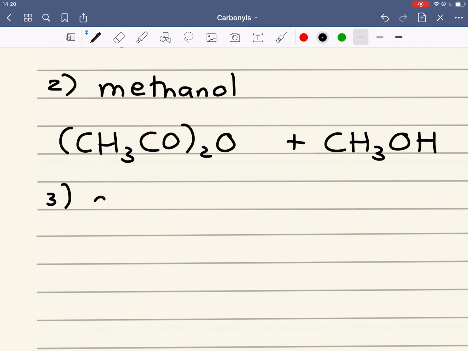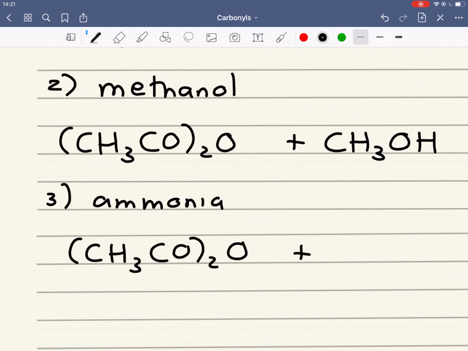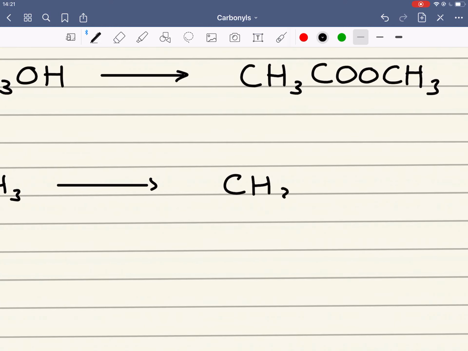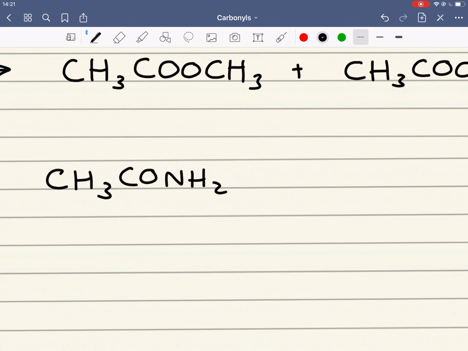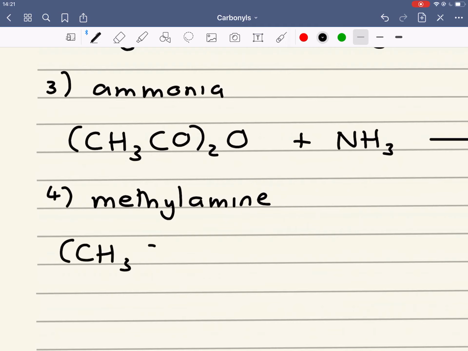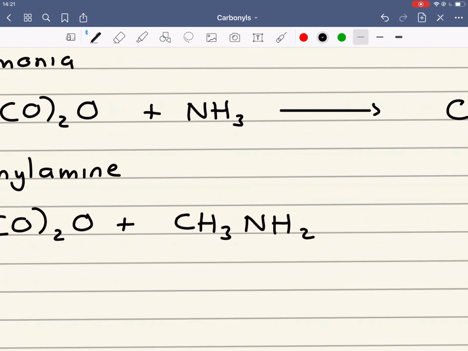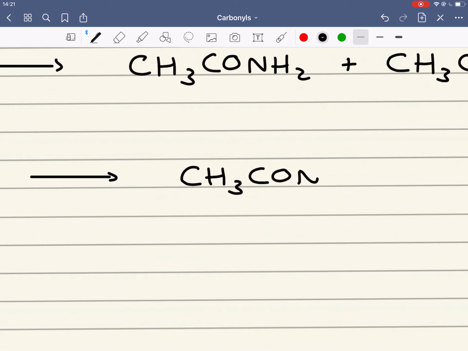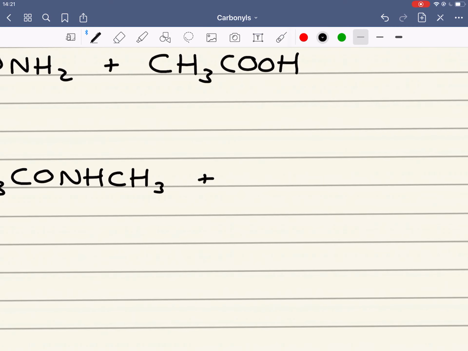Third reaction is with ammonia. And again we get ethanamide, and we always get ethanoic acid. And then the fourth reaction, remember, is with methylamine. And we get an N-substituted amide. And of course ethanoic acid.